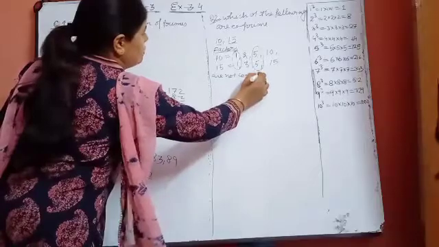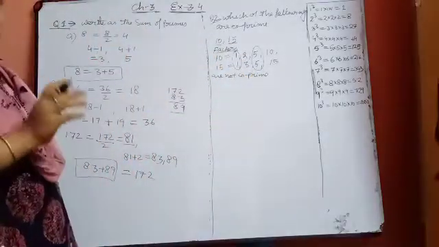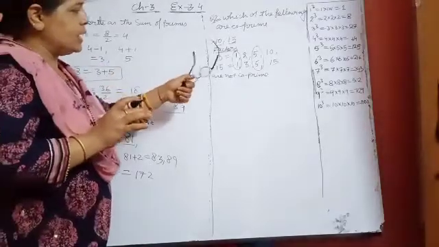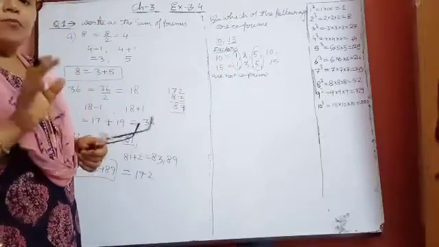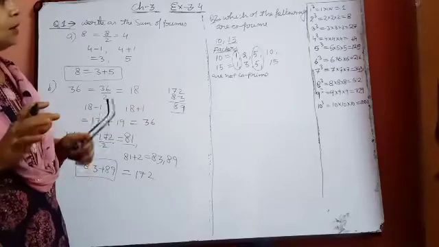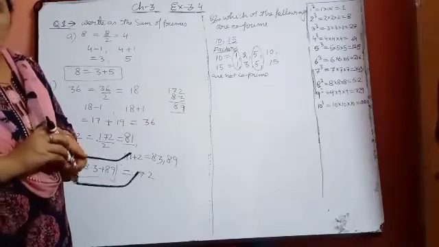What is the condition for co-prime? They should have only one as a common factor. But here you can see that 1 and 5 both are coming as common factors, so this pair of numbers cannot be co-prime numbers.